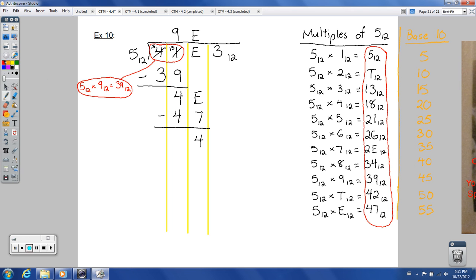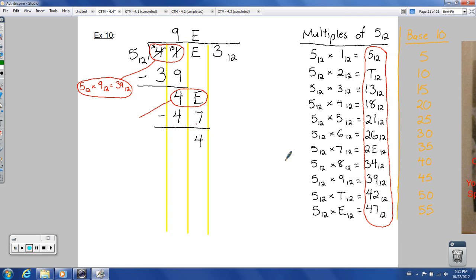So where did this come from? Again, why did I do what I did there? This 4E, I used what I did because I looked at my list over here and it was 5 base 12 times the E base 12. That's where this E came from, was equal to 47 base 12, which was less than what I saw there, because this 7 is less than this being an 11 right there.